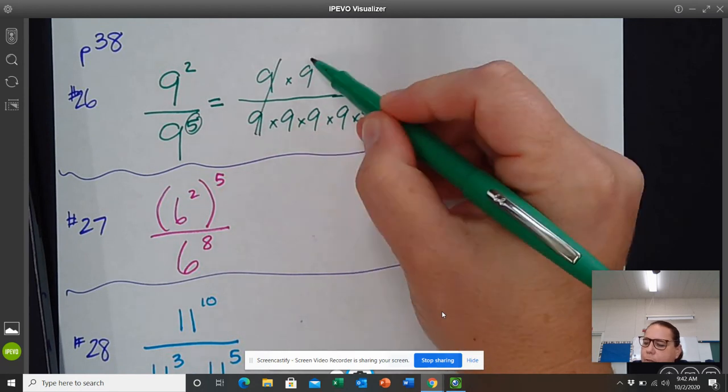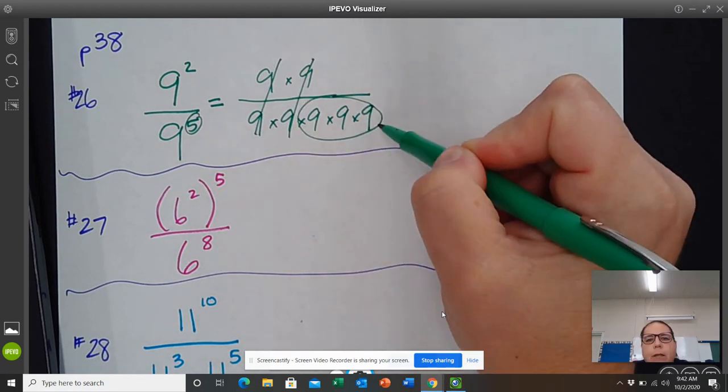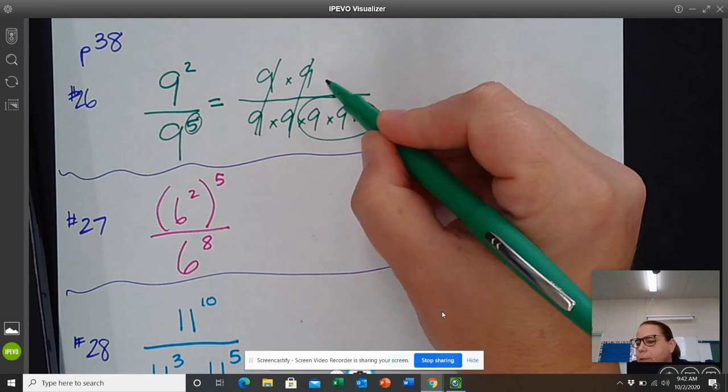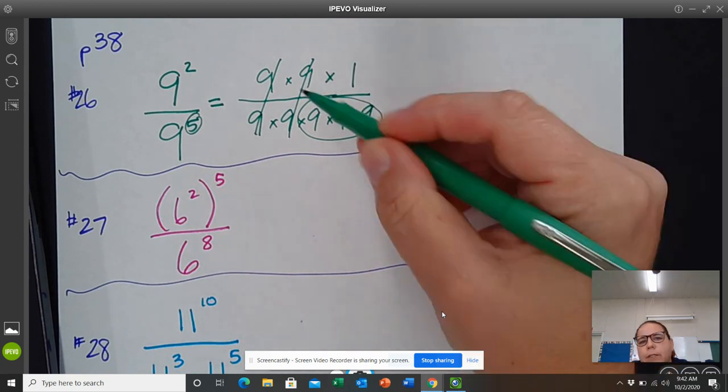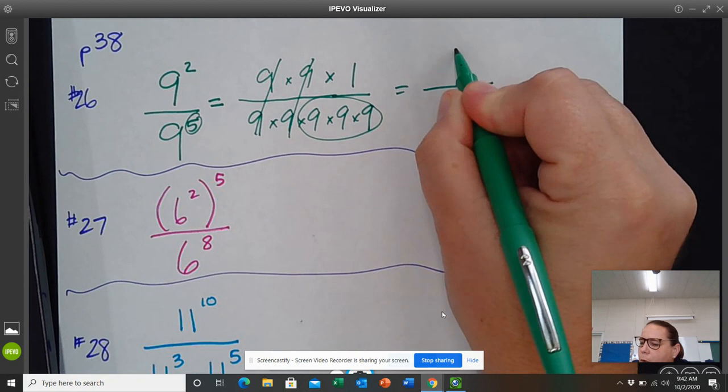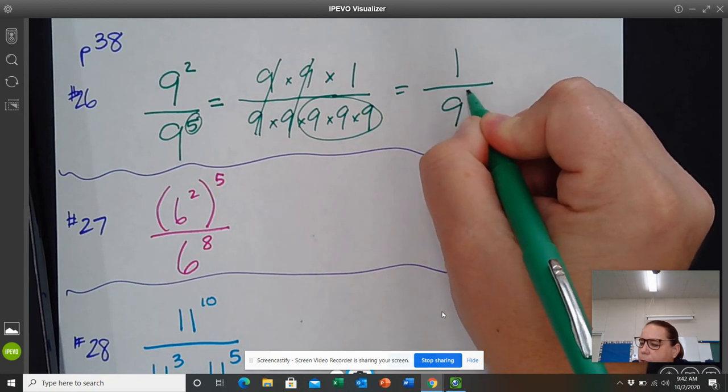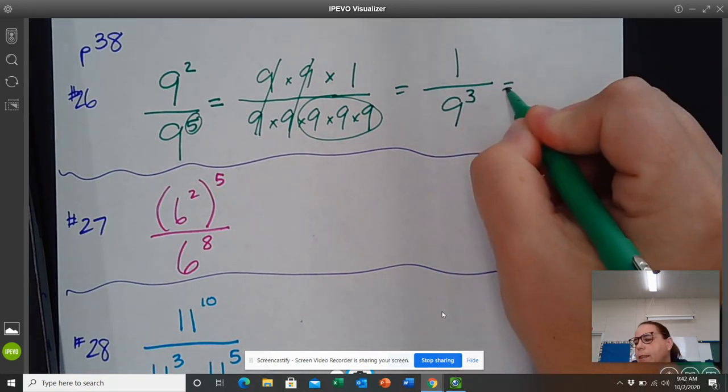And so these 9s cancel out, and I'm left with 3, but they're in the denominator, right? So we can always multiply this by 1. Didn't change anything. So this is 1 times 9 to the 3rd. We could write that as, right?